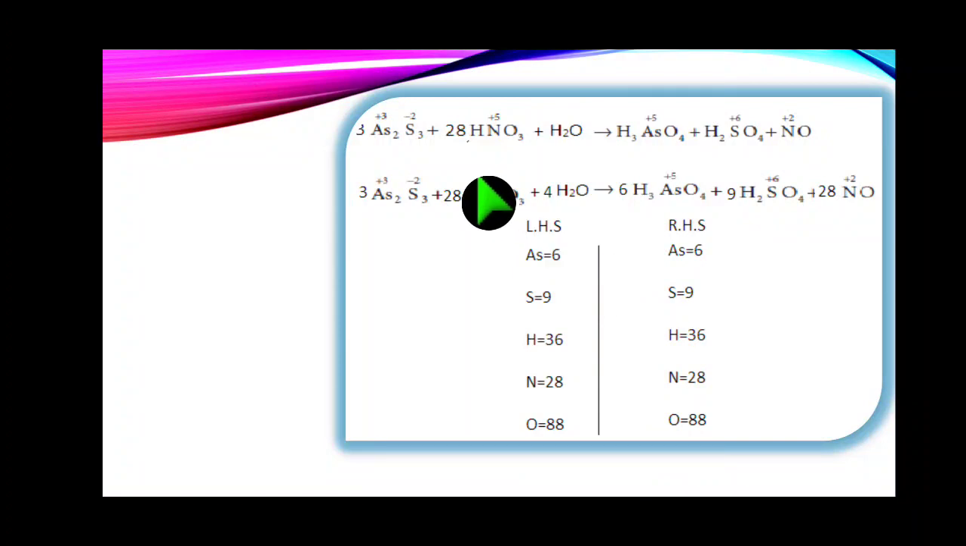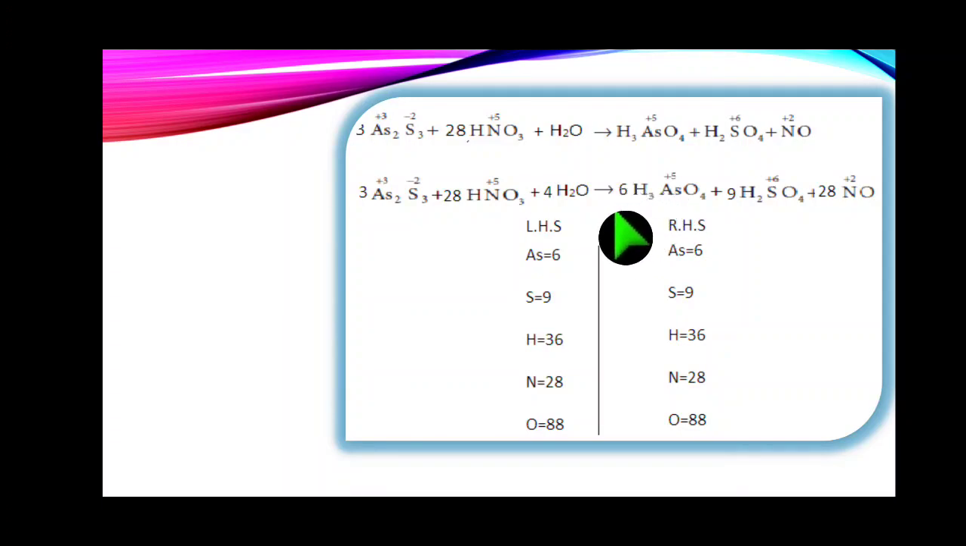So we can get 3 As2S3 plus 28 HNO3 plus H2O gives arsenic acid H3AsO4 plus H2SO4 plus nitric oxide. Now, after the cross multiplication, on the left side we see how many arsenic are present. 3 As2, so 6 arsenic. So on the right side you write 6 for arsenic. Arsenic you have to balance first. 6 arsenic.